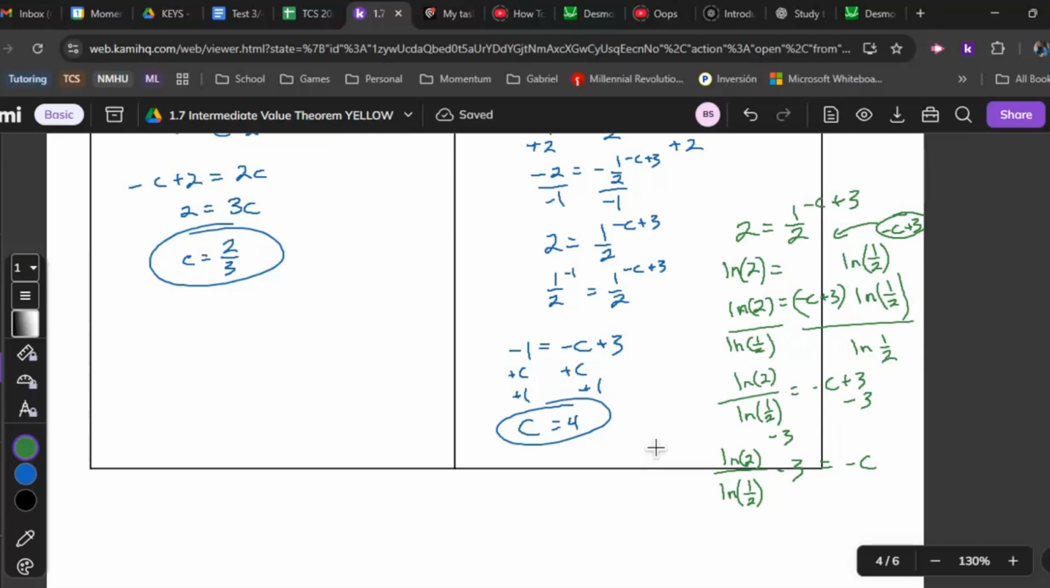Because at this point, ln of 2 over ln of 1/2 simplifies down to simply be negative 1. I don't care if you don't understand how, put it in your calculator, okay? So this is going to be negative 1 minus 3. So you get negative 4 equals negative c, or 4 equals c. Either way, I get the same answer. Is this way easier? Yes.